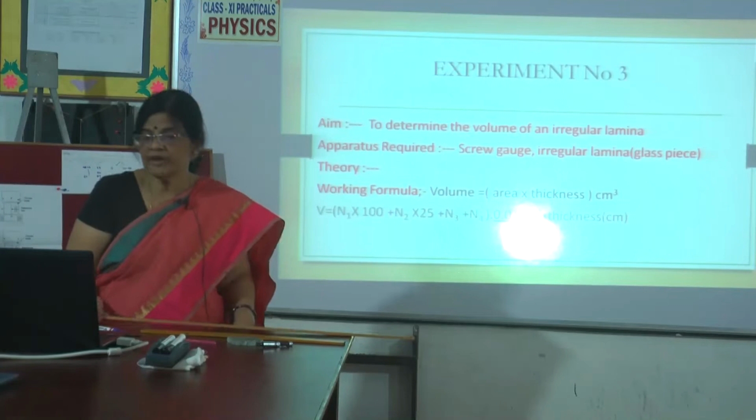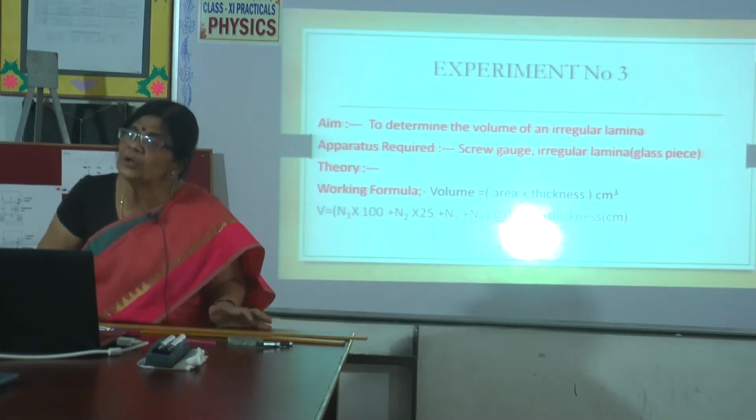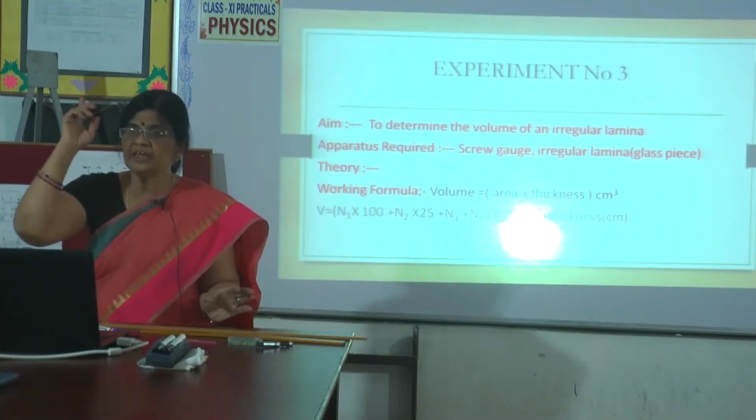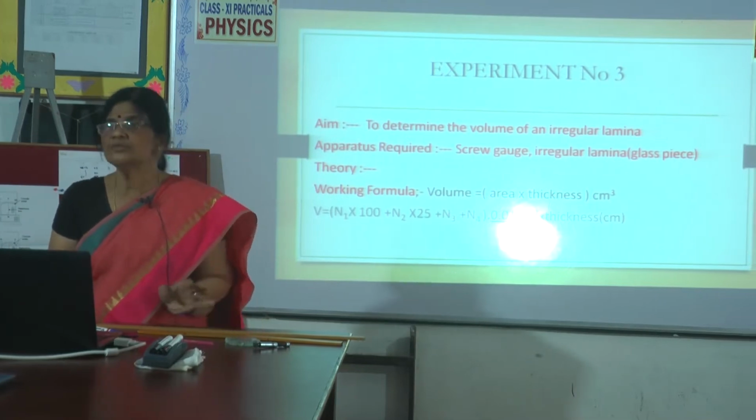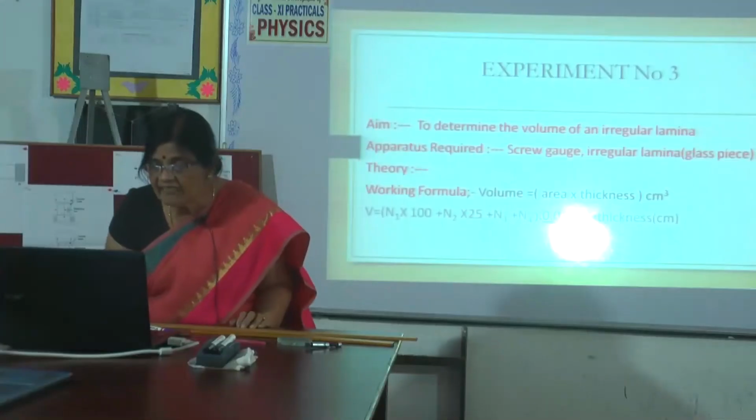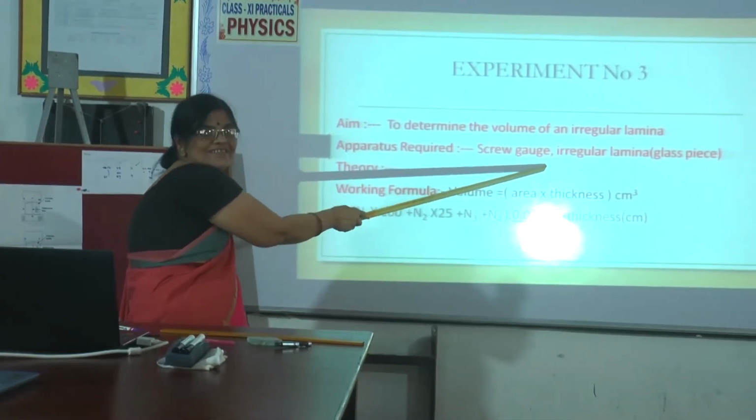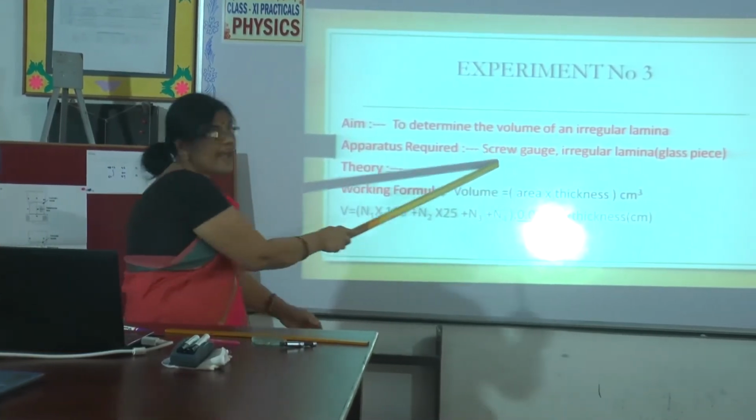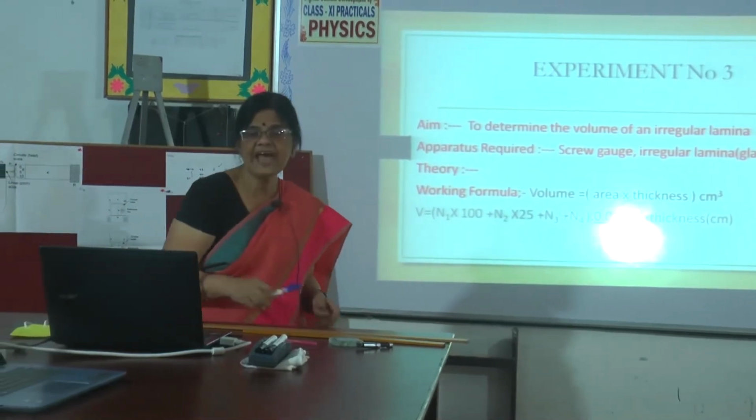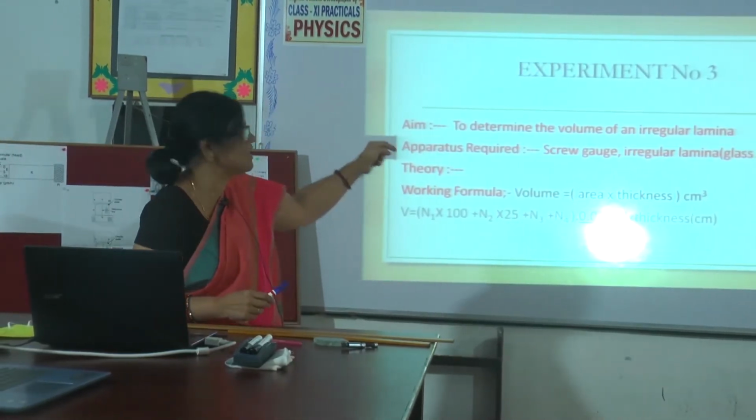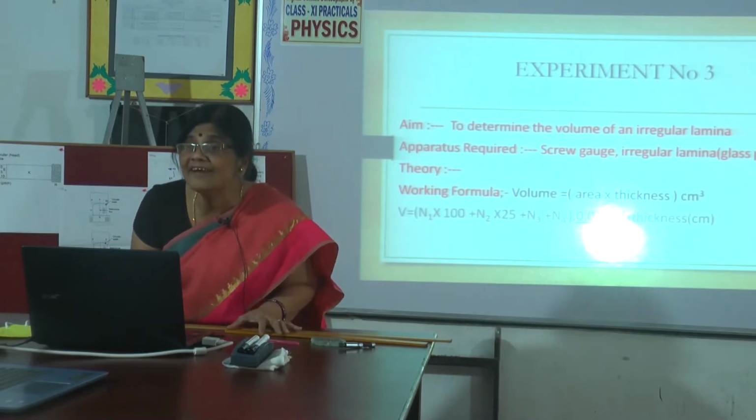So then, what is your working formula? Here, you are finding out volume. Volume means area into thickness. Thickness you have already determined using a screw gauge in experiment number 2. That's why I am taking a screw gauge. But you must have an additional graph paper attached to it. Screw gauge, irregular lamina and a graph paper. Otherwise, how do you find out the area? So that has to be changed here, children. This has to be an additional graph paper.